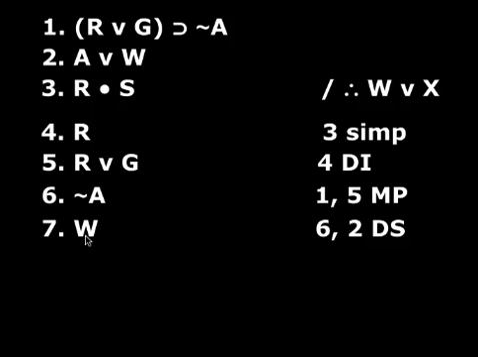Now I can just use the rule of DI to get W or X. I have W, I have a statement. I can then derive a disjunction that has that as one disjunct and anything else I want as the other disjunct. The other thing I want is X, because then my proof is over. So that's what I'm doing, W or X, and that's by DI on line 7.